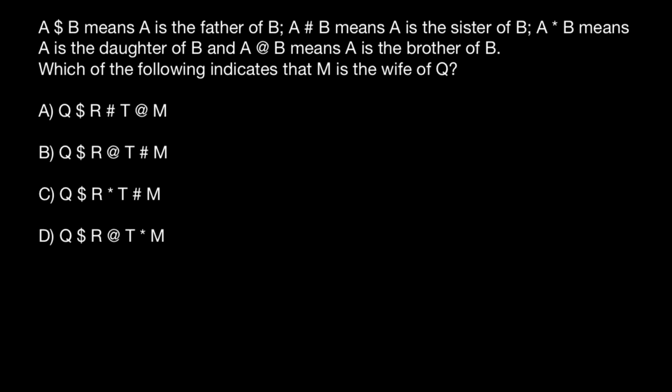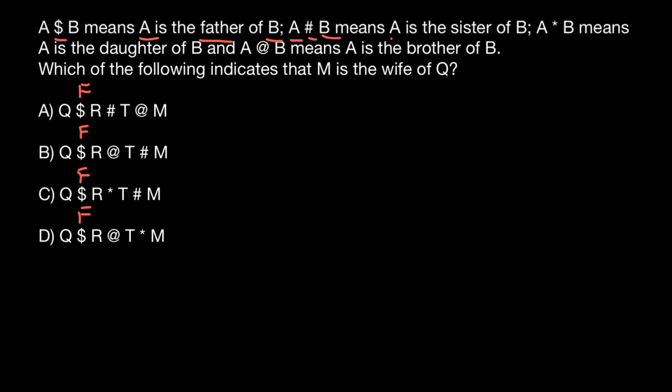Here is the problem. A $ sign B means A is a father of B. So instead of the $ sign we can put F, which means that in this case Q is a father of R, and every time we see the $ sign we can put F on top, which means father.